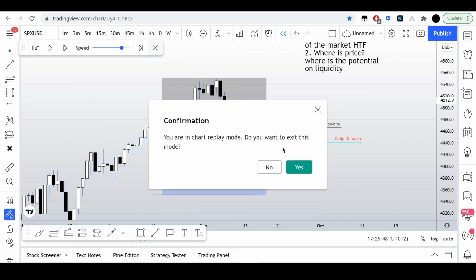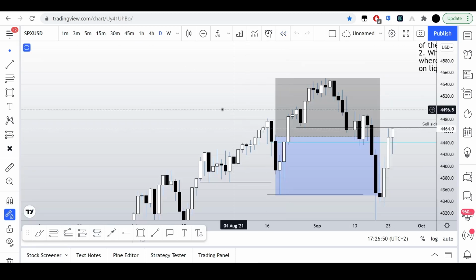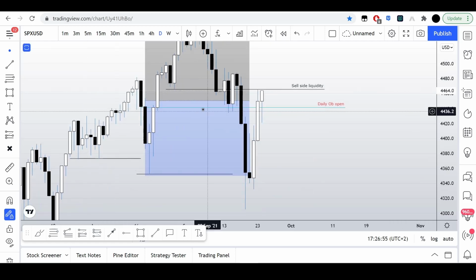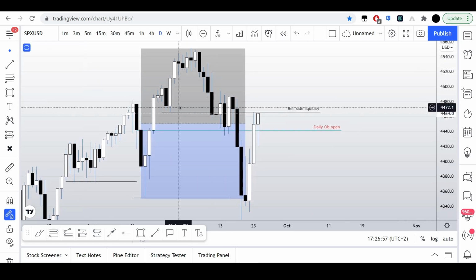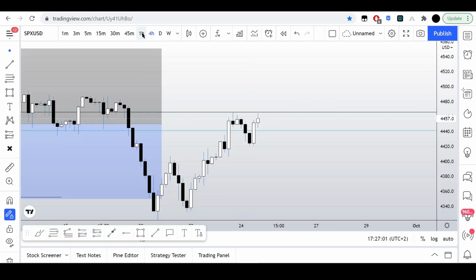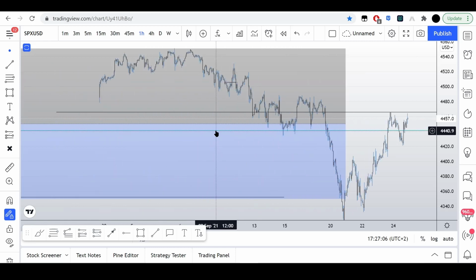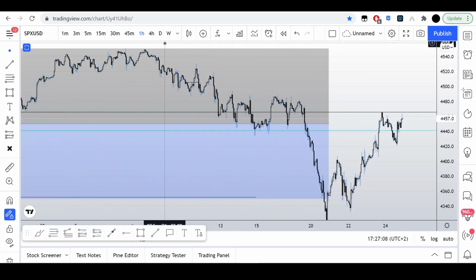Let's go ahead and close that out. As you can see, price came into this daily open. This was my draw. First it was here, so I'm selling on the lower time frames to get to there. Let's see if there was a setup. So there was a setup right here.